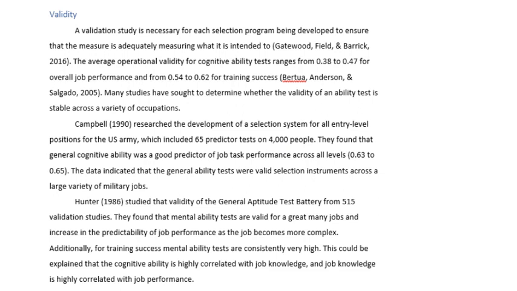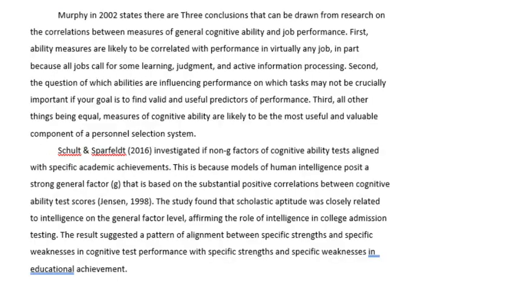with job performance. Murphy in 2002 states that there are 3 conclusions that can be drawn from research on the correlations between measures of general cognitive ability and job performance. First, ability measures are likely to be correlated with performance in virtually any job, in part because all jobs call for some learning, judgment, and active information processing.